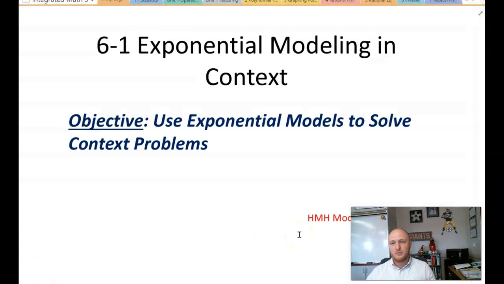Our objective: we want to use exponential models to solve context problems.